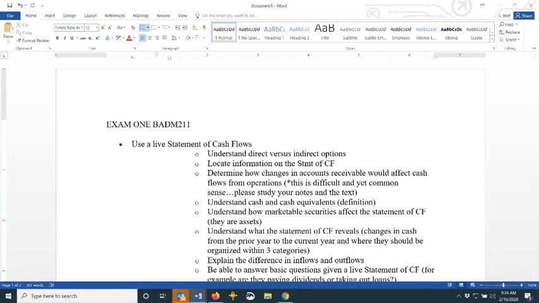Good morning. This is Professor Bolt, and this is an Exam 1 BADM 211 test review for February 16th, 2020. I'm linking you to my desktop and the review that I have listed in each section that's found on SitLearn.